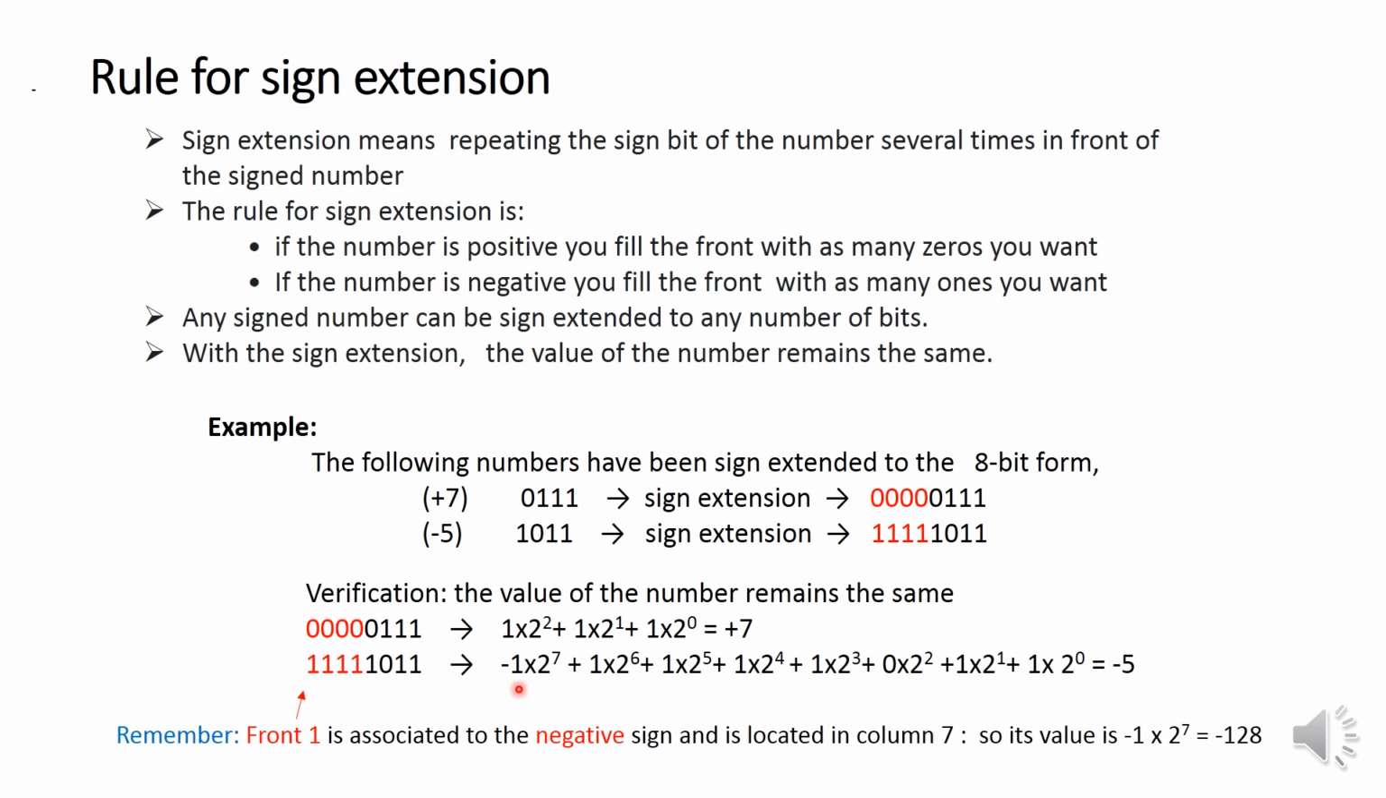When you do this calculation, remember always that the front one is associated to the negative sign. In this case, the front one is located in column 7, so its value is -1 times 2 to the power 7. That means equal to -128.